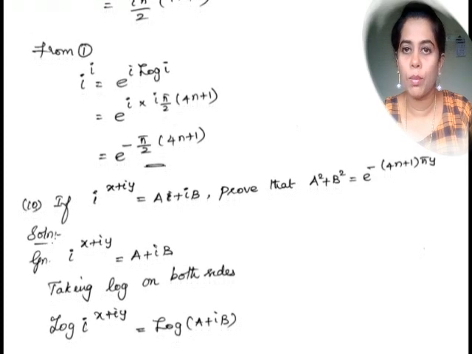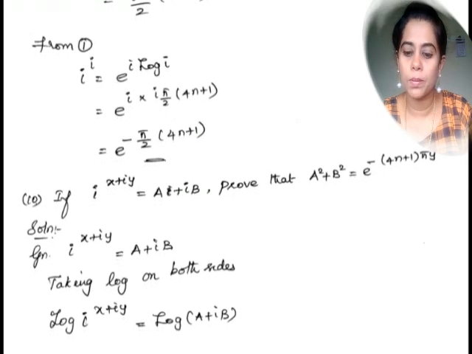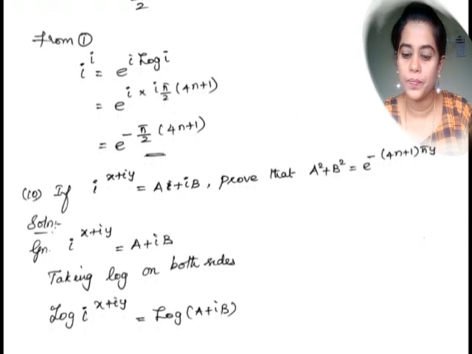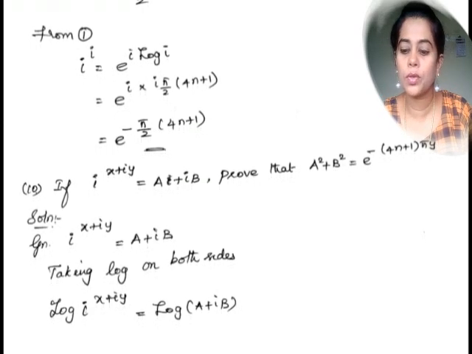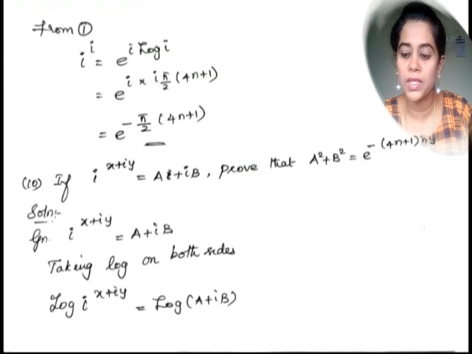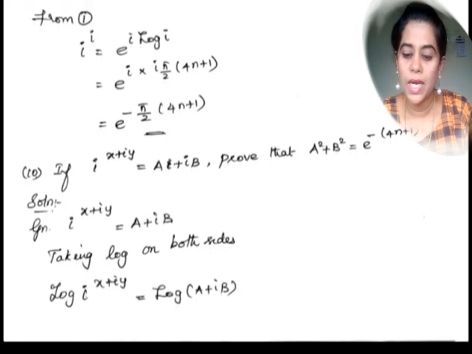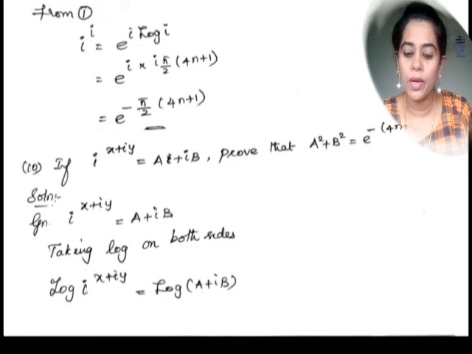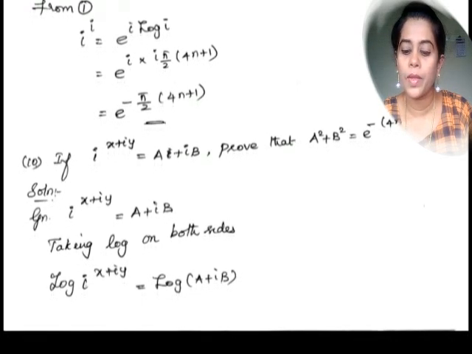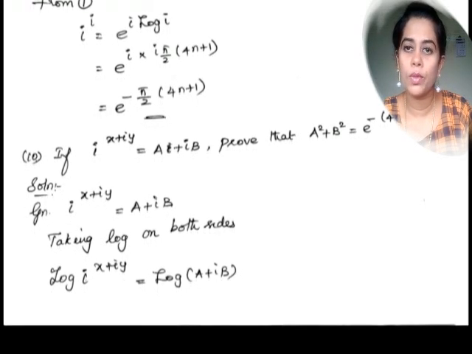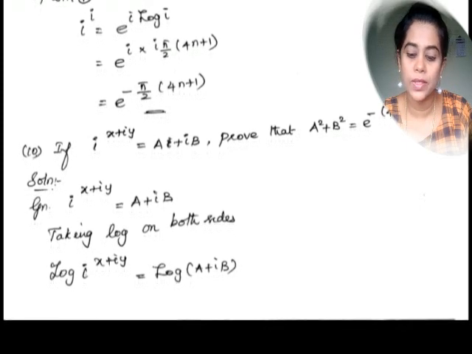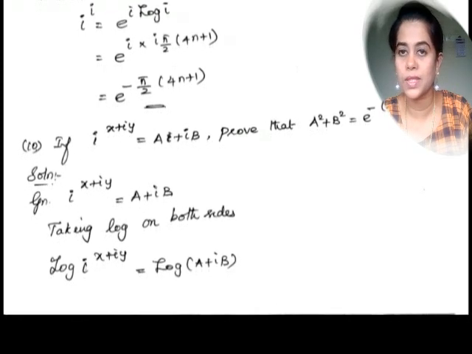So let me go to the next problem, the 10th problem. If i power of (x plus iy) is equal to a plus ib, prove that a squared plus b squared is equal to e power of minus (4n plus 1) into pi y. So let me start with the given relation: i power of (x plus iy) is equal to a plus ib. Taking log on both sides, we get log of i power of (x plus iy) is equal to log of (a plus ib).